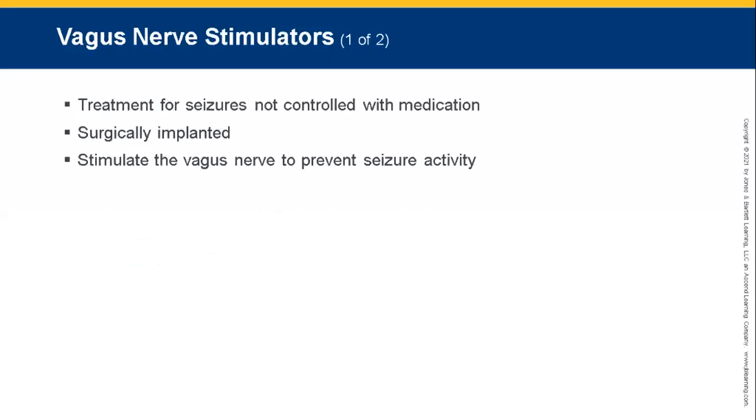Vagus nerve stimulators, and you'll see this more in the pediatric population. It's a device that stimulates the vagus nerve to slow down brain activity and help to reduce seizures. So it's a treatment for seizures not controlled with medication. It's surgically implanted. It stimulates the vagus nerve to prevent seizure activity.